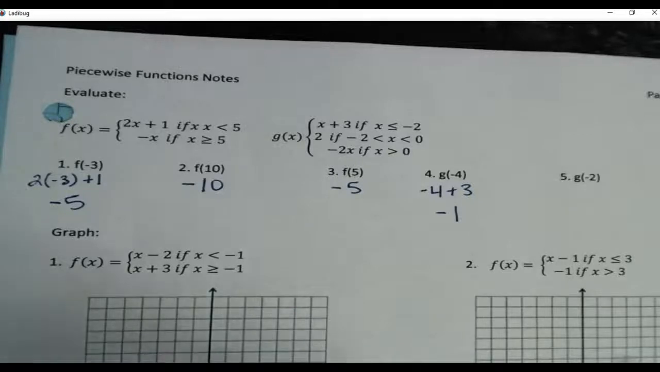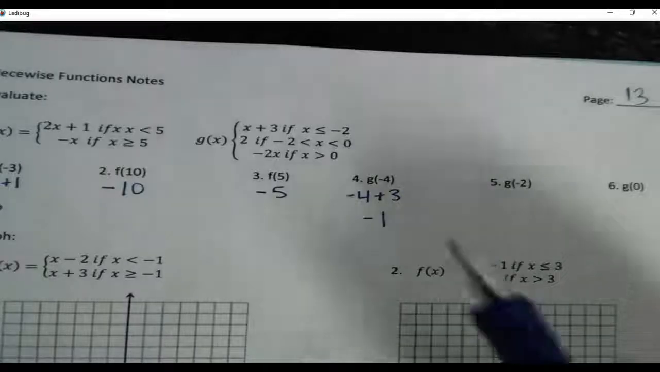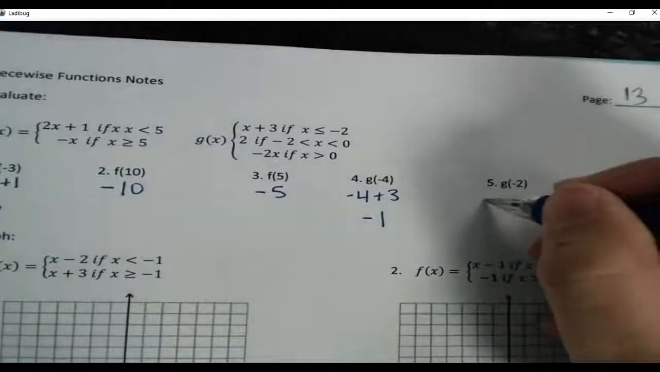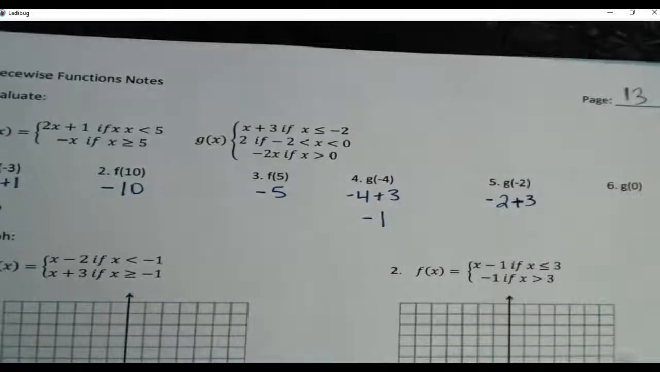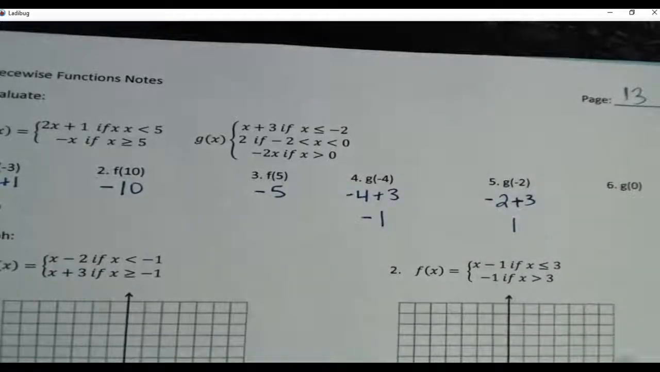How about number 5? If it's negative 2, which one do I plug it into? The first one as well, because again, it's got that "or equal to." So negative 2 plus 3 is what? 1. Good.